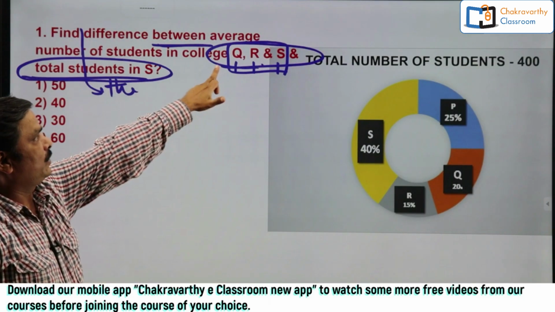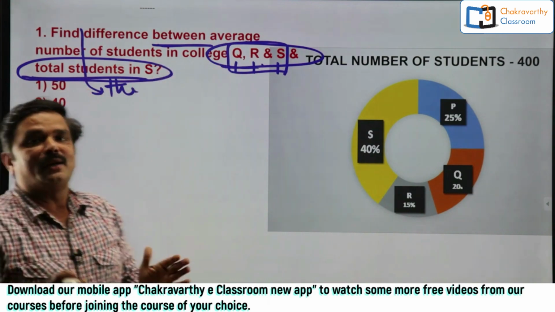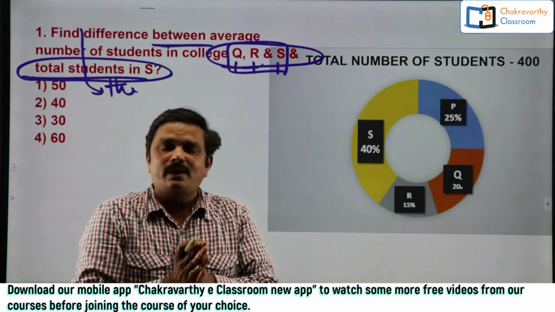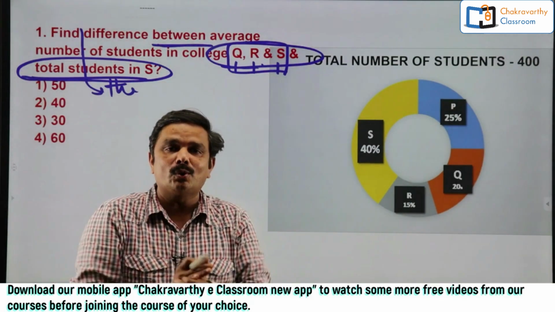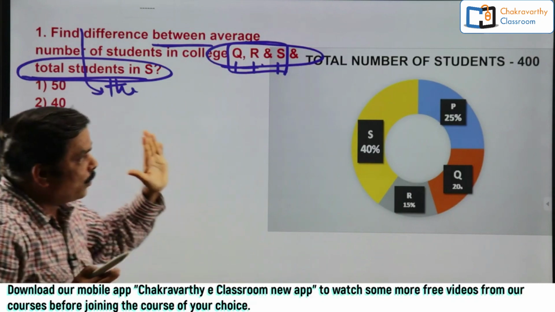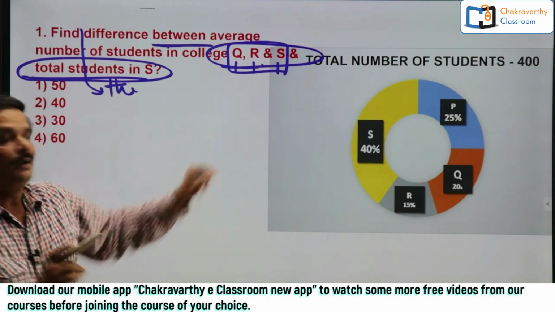Average number of students in Q, R, S and total students in S. You need to find out the difference. So try to do this question simply, even without writing anything on the paper also we can do. Here the advantage is that total number of students is same for the given one.